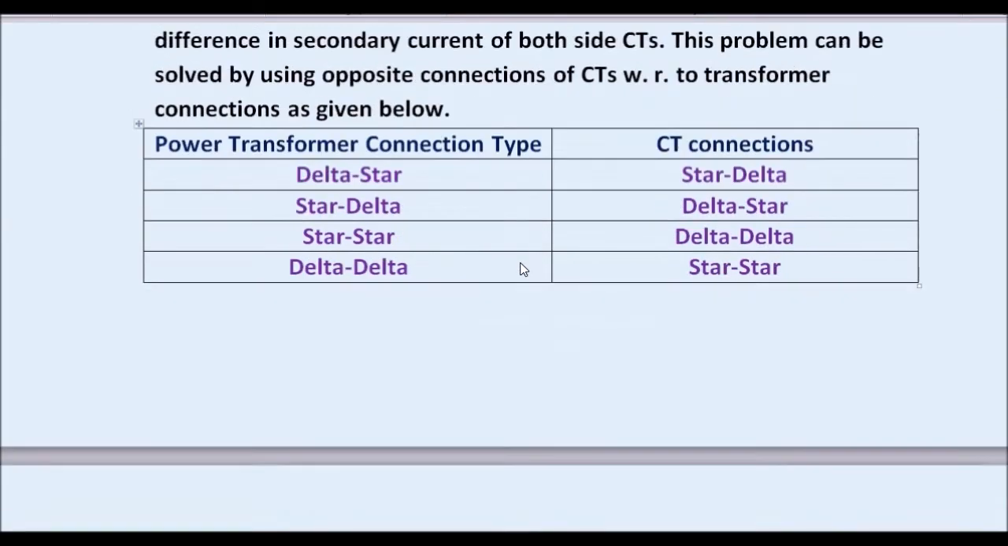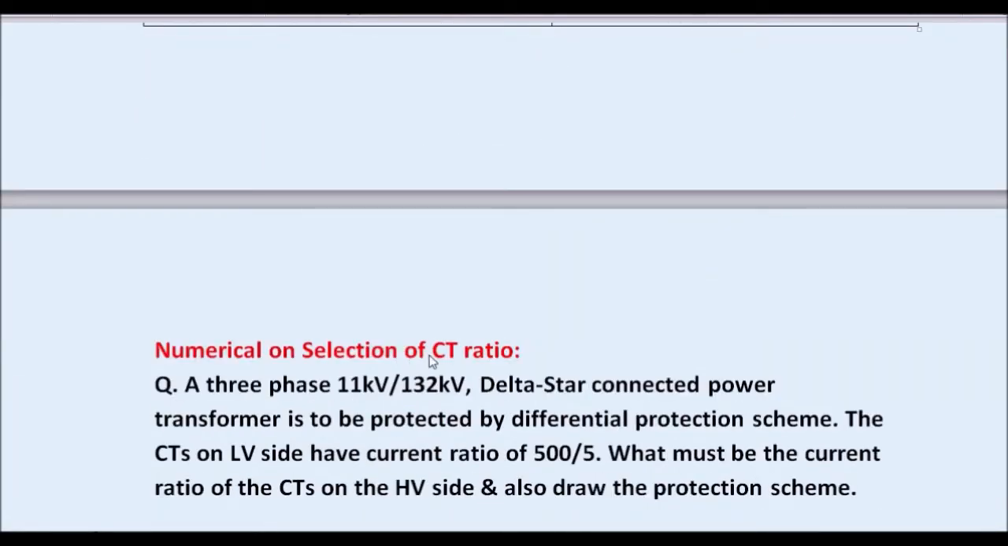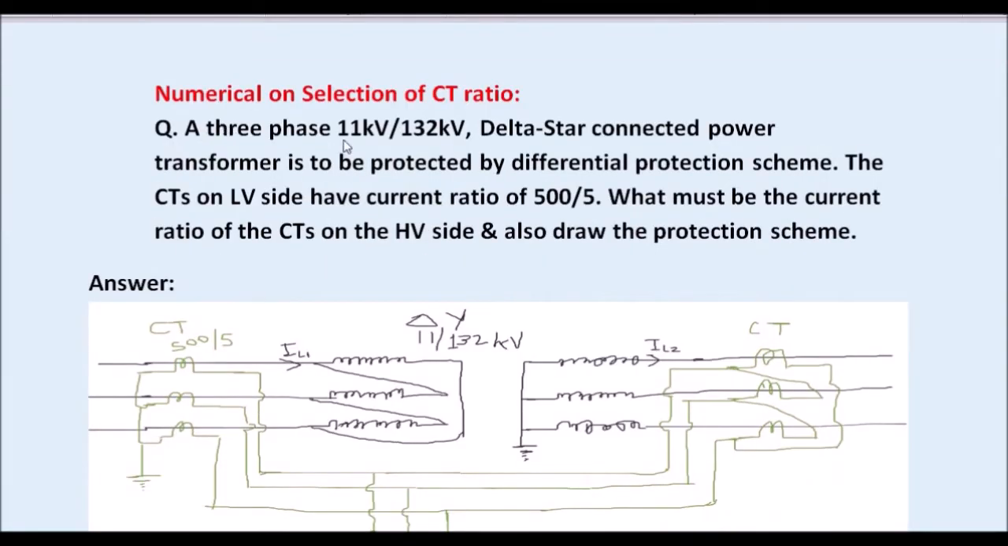Now we will see one example on selection of CT ratio and CT connections. A 3-phase 11 kV by 132 kV delta star connected power transformer is to be protected by differential protection scheme. The CTs placed on LV side have current ratio of 500 by 5. What must be the current ratio of the CTs on HV side, and also draw the protection scheme.